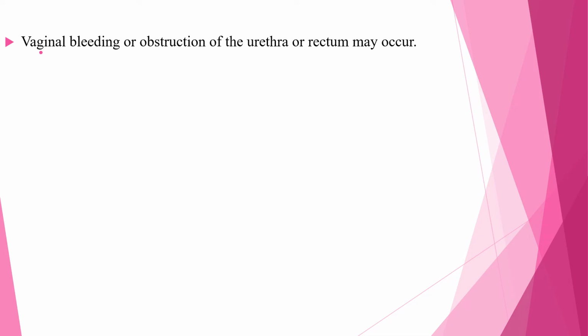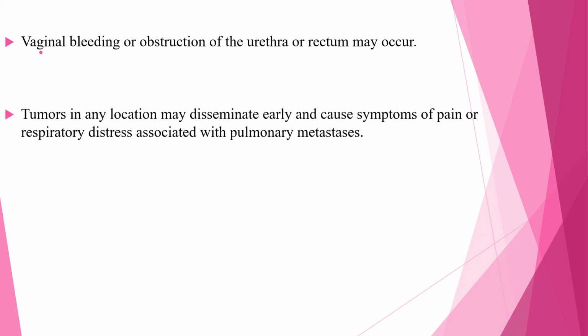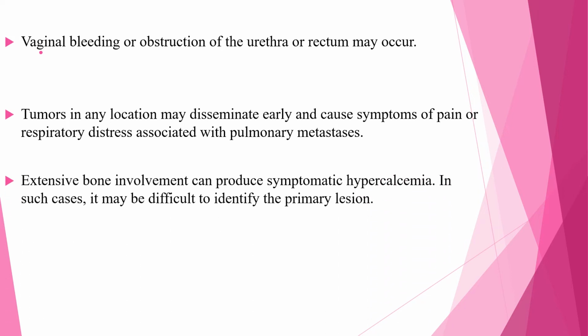Vaginal bleeding or obstruction of the urethra or rectum might appear, and tumors in any location might disseminate early and cause symptoms of pain or respiratory distress associated with pulmonary metastasis. Extensive bone involvement can produce symptomatic hypercalcemia, and in such cases, it might be difficult to identify the primary lesion.